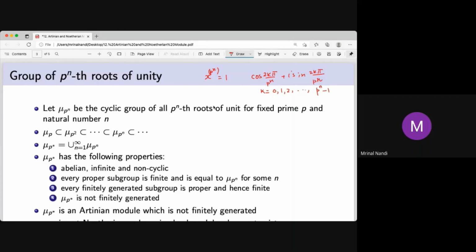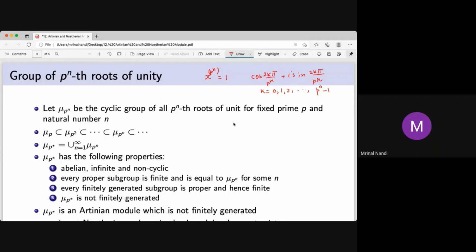Say we fix p equal to 2 and n equal to 2. So x to the power 4 equal to 1, and the roots are 1, minus 1, i and minus i. If you take p equal to 2 and n equal to 1, then it is just x square equal to 1, giving 1 and minus 1. If you take p equal to 2 and n equal to 3, it is x to the power 8 equal to 1. What are the roots? The roots are 1, minus 1, i, minus i, and the other roots are 1 plus i by root 2, 1 minus i by root 2, minus 1 minus i by root 2, and minus 1 plus i by root 2. These are all 8 roots of unity.